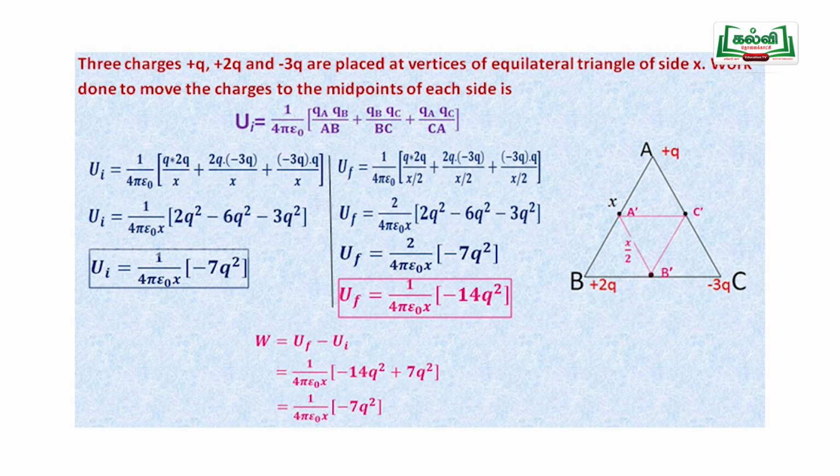Now, the question asked is, what is the work done in moving the charges from the corners to these midpoints? So, the formula is W equal to final potential energy minus initial potential energy equal to 1 by 4 pi epsilon naught. Common factor is final is minus 14 q square minus of initial minus reduces to plus. So, the answer is 1 by 4 pi epsilon naught x into minus 7 q squared.